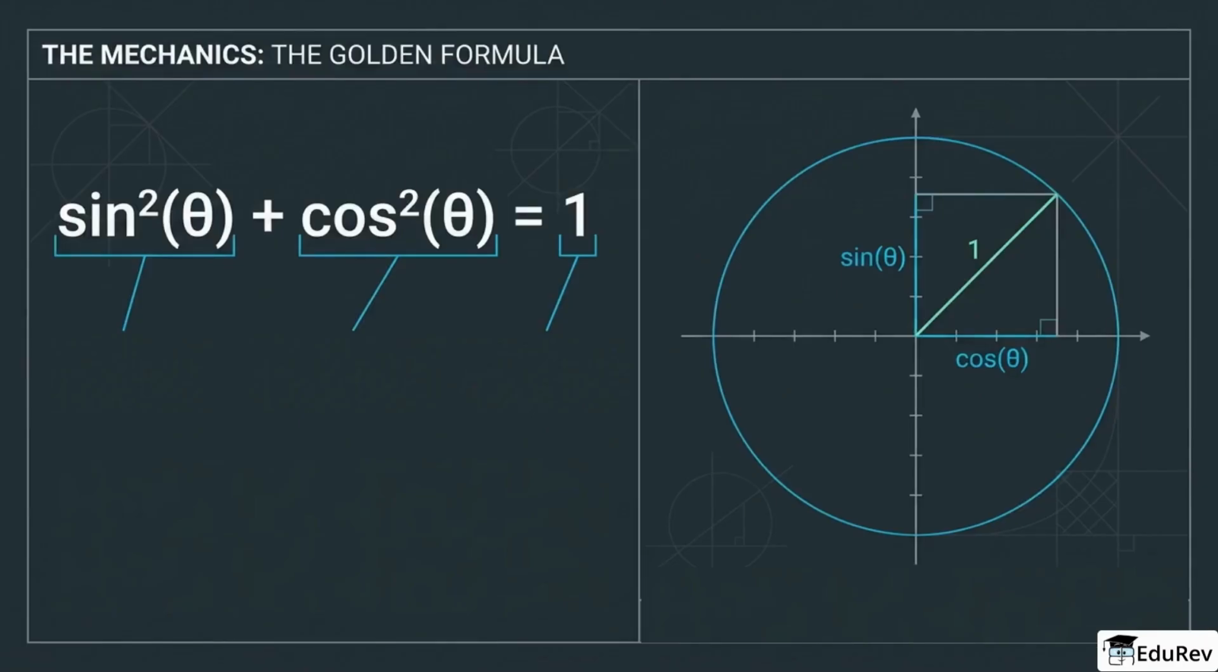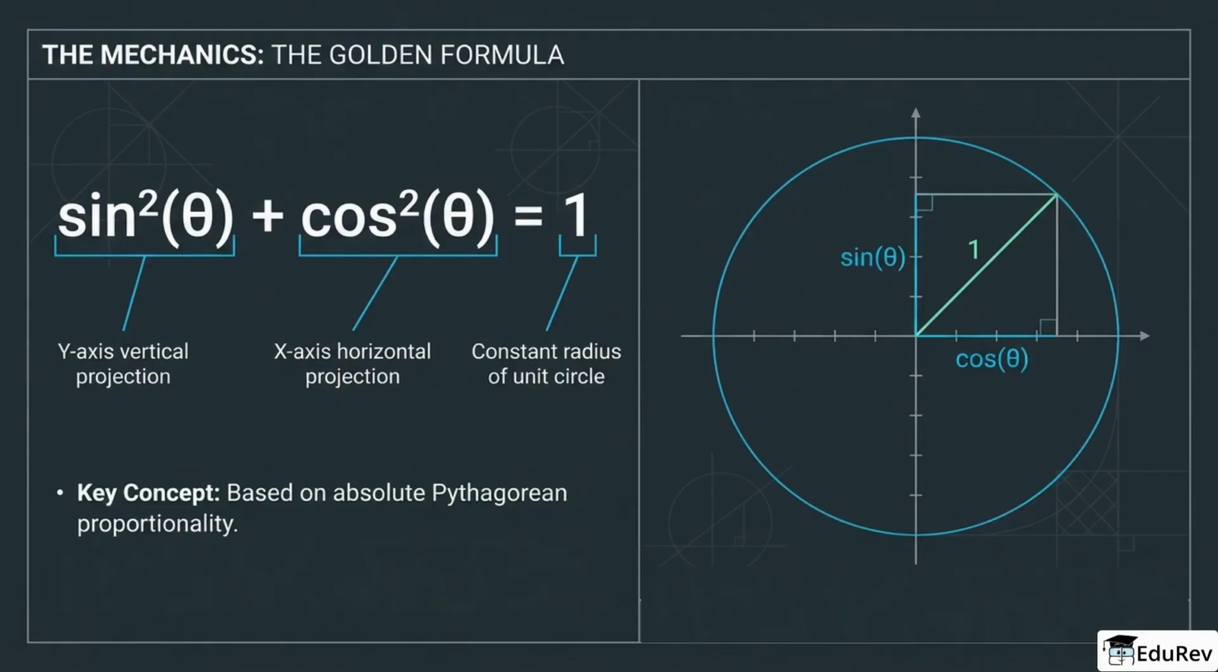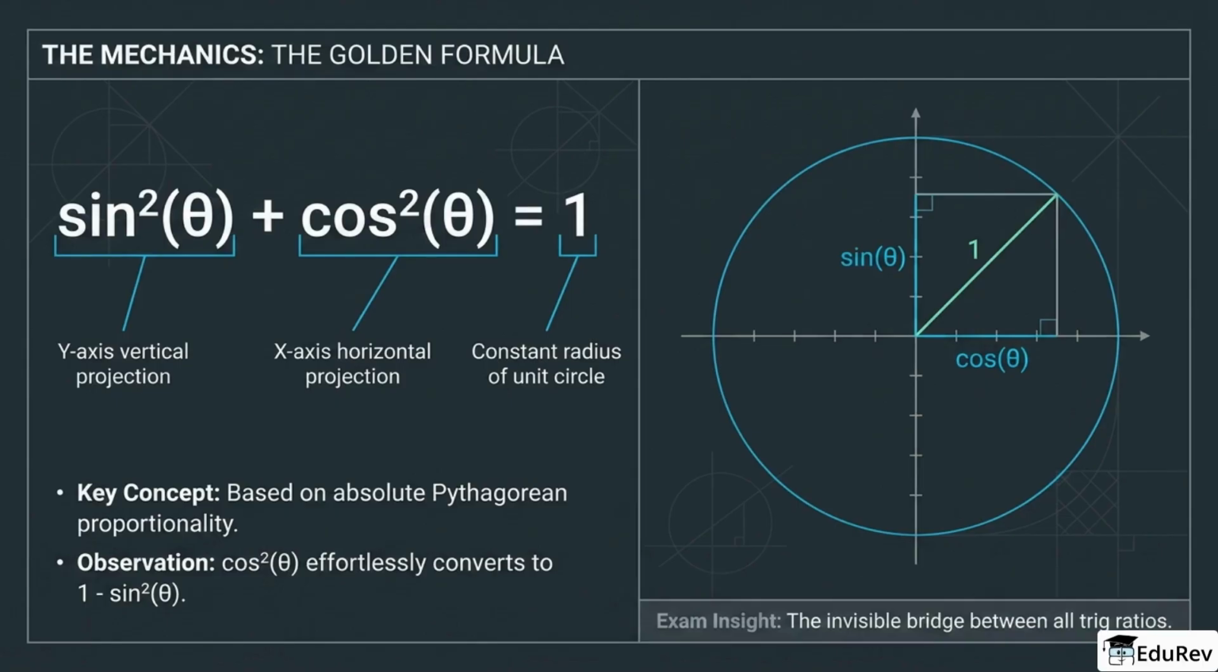The identity sine squared theta plus cosine squared theta equals 1 is the backbone of the whole subject. On the unit circle, sine is the vertical projection and cosine is the horizontal projection, and together they always satisfy this fixed relationship. That is why cosine squared can immediately be rewritten as 1 minus sine squared theta, or vice versa. A lot of advanced simplifications begin with this one bridge, so it is worth understanding it geometrically rather than treating it as a formula to memorize.